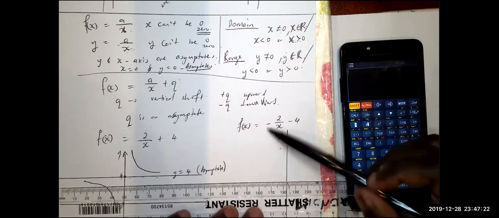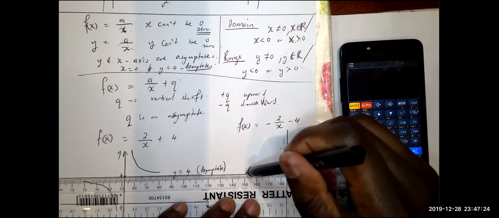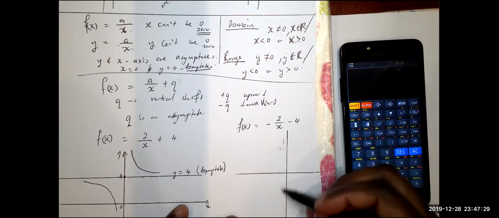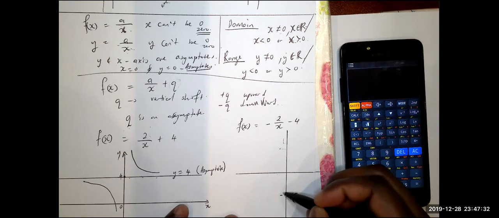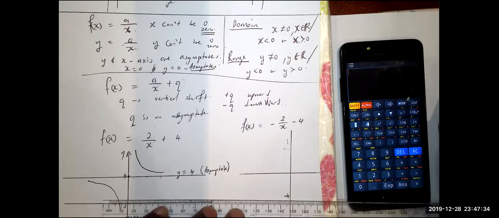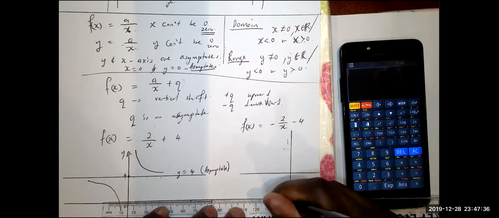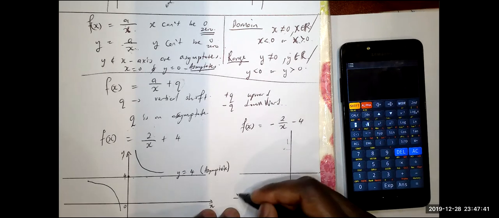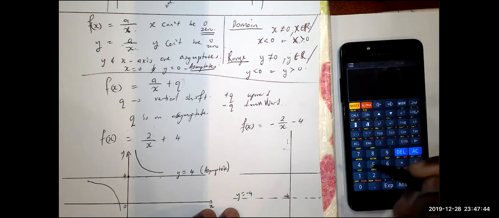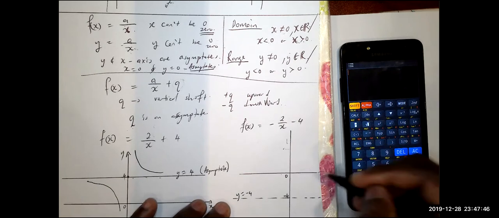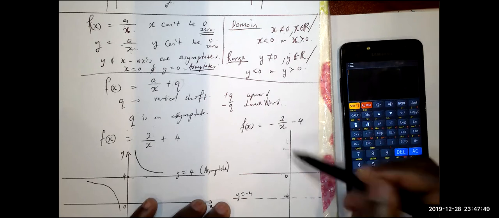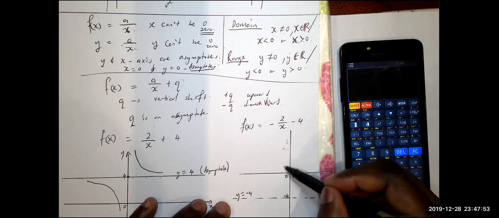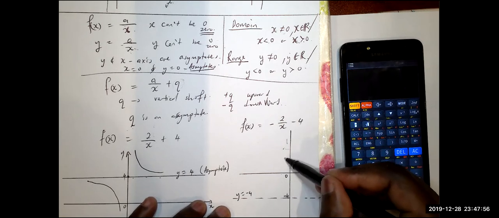We're saying it's minus. Now we're saying minus 4. So we move to minus 4, and minus 4 becomes the asymptote. So that's what we are supposed to draw: y equal to minus 4, that's an asymptote. Now we have the origin, and we're saying it's negative. So it falls in the second and fourth quadrants. So it's going to be like this.